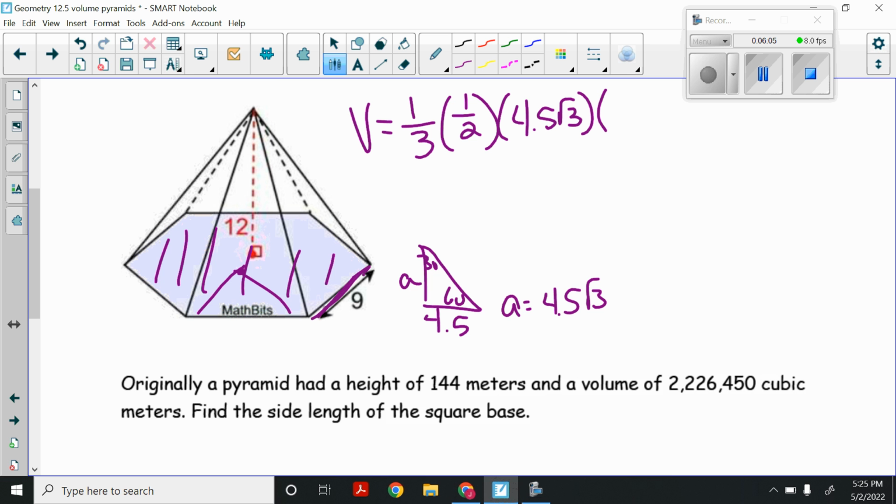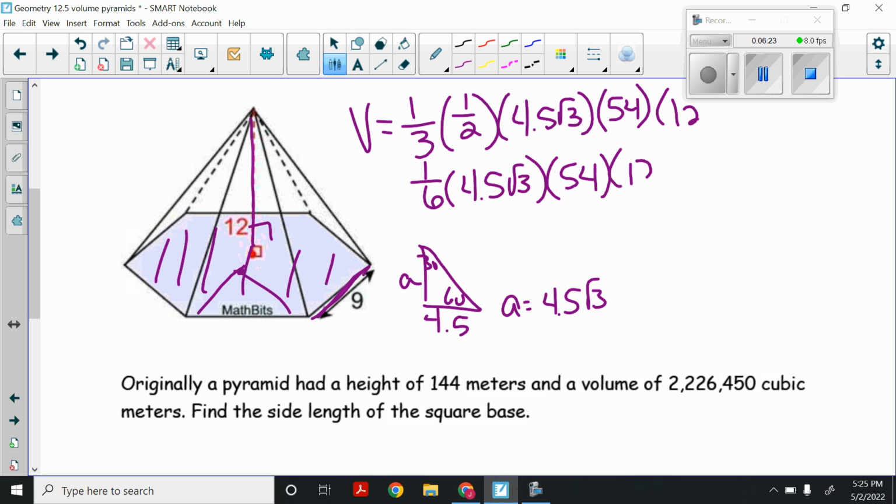Each side is 9. There's 6 of them, so 9 times 6 is 54, times the height of the entire pyramid, which was this 12. Again, the 1/3 times 1/2 is 1/6. It's 4.5 square root of 3 times 54 times 12. That's everything that I'm going to multiply together. When I multiply all of that together, I get a volume of about 841.8 cubic units.